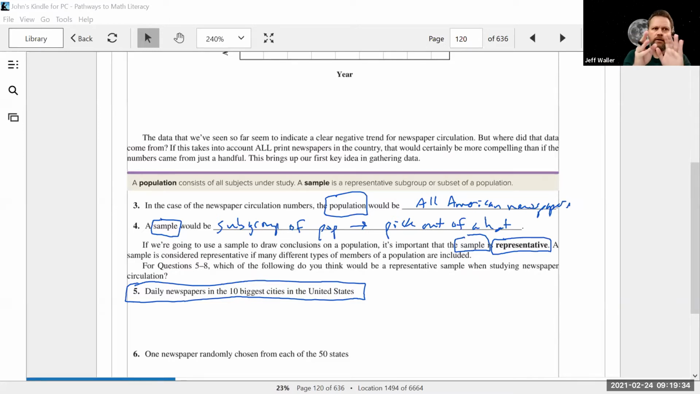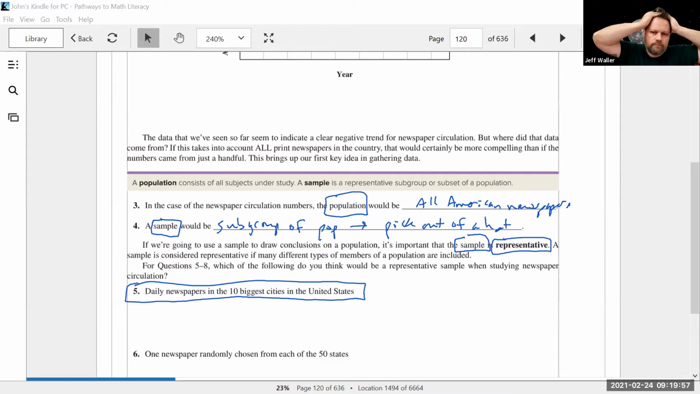Stay with me now. To be representative. Now, this is interesting. For example, let's work with something we can see. If you guys were a sample, if I used you guys as a sample to represent Grossmont, why would you be a bad sample?